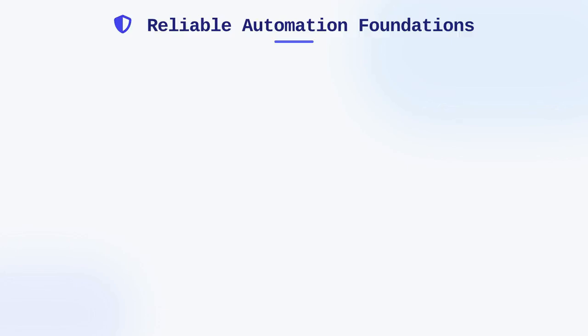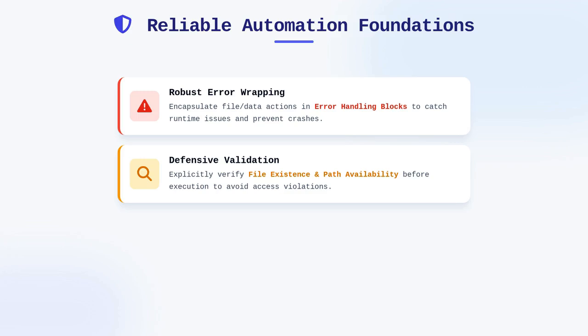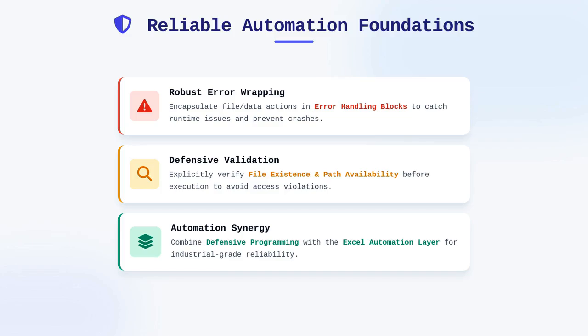As we continue to refine our automation strategy, we must ensure these file and data actions are properly wrapped within error handling blocks to catch common issues. File systems are dynamic and prone to access violations, locked files, or missing paths, so defensive programming is necessary. By explicitly checking for the existence of files or folders before attempting an operation, we can prevent a large number of avoidable runtime exceptions.